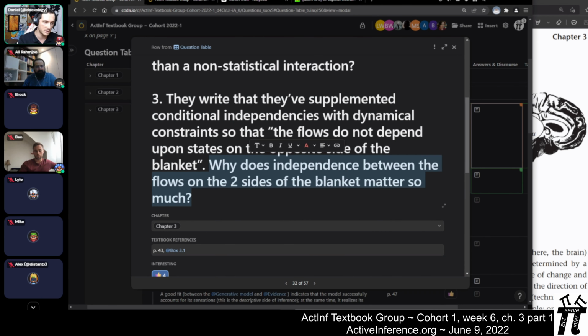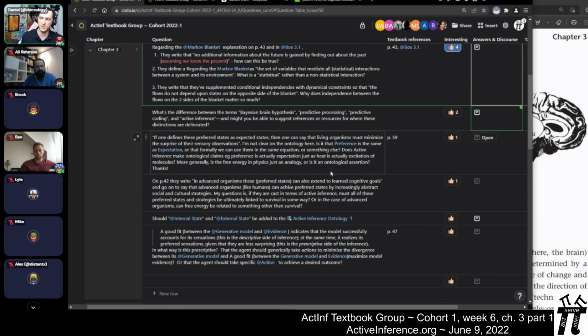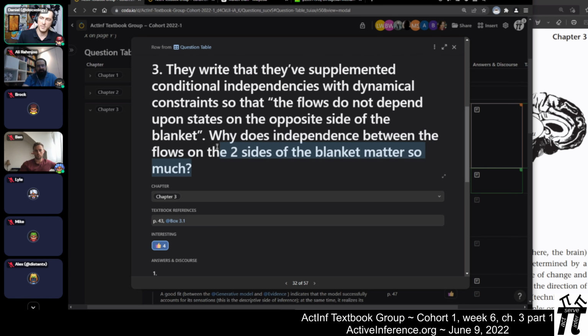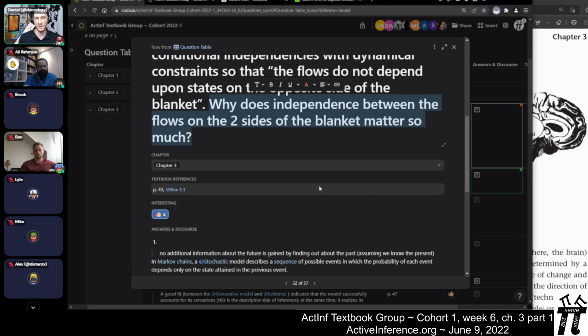Let's just get to this last question. We have other questions, but these are essential, and it's one of the opening formalisms of the chapter. Just to conclude here, why does independence between the flows on the two sides of the blanket matter so much? These are good things to think about. Just one short thought would be, without independence between the flows, there is no distinguishing one thing from another.